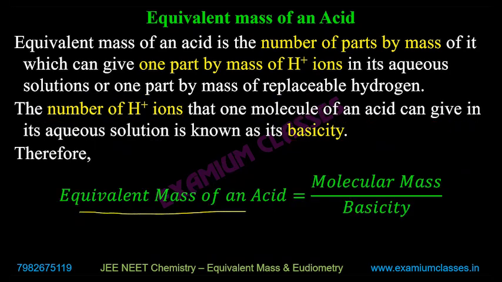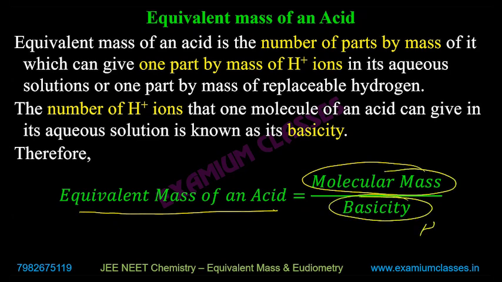It means the equivalent mass of an acid is its molar mass divided by basicity. And basicity is how many H plus ions it gives in its aqueous solution. For example, if I am talking about H2SO4, most of the time H2SO4 will show basicity as 2 because it will give 2 hydrogen ions. But many times it will show basicity as 1 also, depending on the reactions. Again, write down the formula: equivalent mass of an acid is molecular mass divided by basicity.